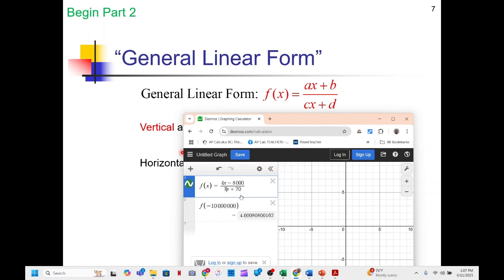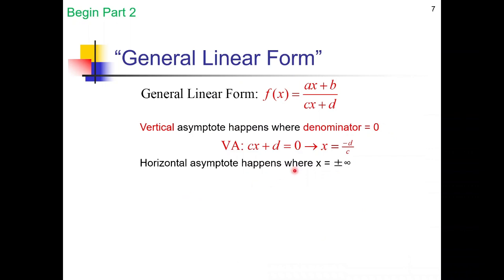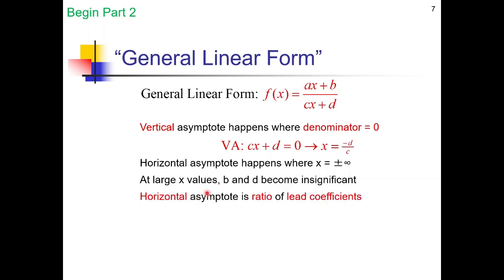So what's going on here, just to kind of summarize this, is that as you plug in very positive or negative x values, this first term in each side is getting very big compared to this other constant that's not growing at all. At very large x values, this b and this d basically can be ignored. They become insignificant. And all you're left with is ax over cx. And if you just cancel out those x's, we see that this thing is just going to end up approaching the ratio of the lead coefficients. That's what our horizontal asymptote is going to be.